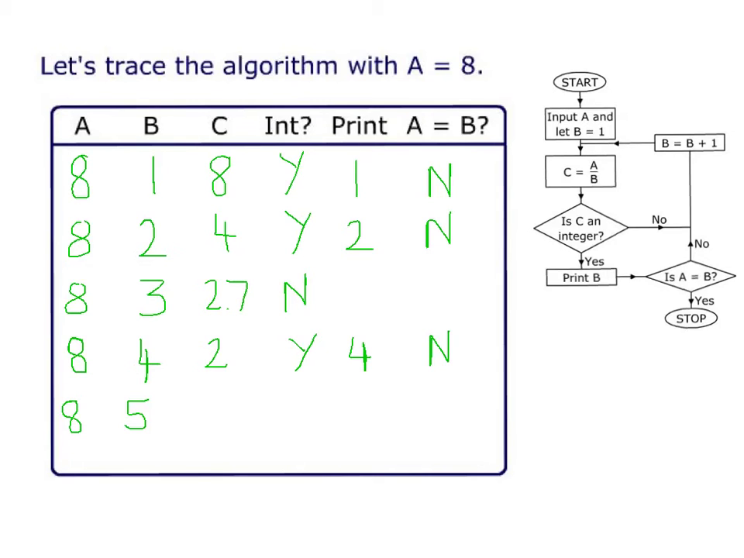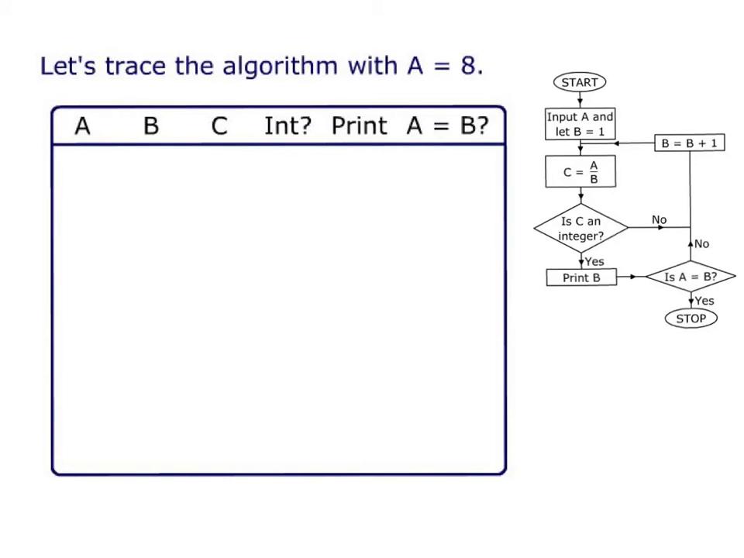Okay. Onwards, our next value of c is 1.6. It is not an integer, so we carry on, we follow our line round, and b is b plus 1. Right, again, I'm just going to round to 1 decimal place, our value of c there. Again, it's not an integer, so we're going to carry round our cycle again.